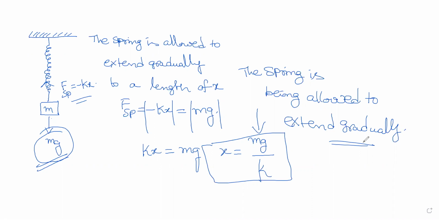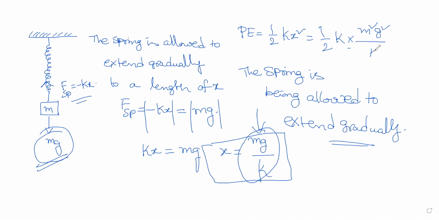Now how to calculate the potential energy? The potential energy is half kx square. And now x is the extension, mg by k. Substitute over here, half k into x square is m square g square divided by k square. So that is m square g square divided by 2k. This is how you get the potential energy.